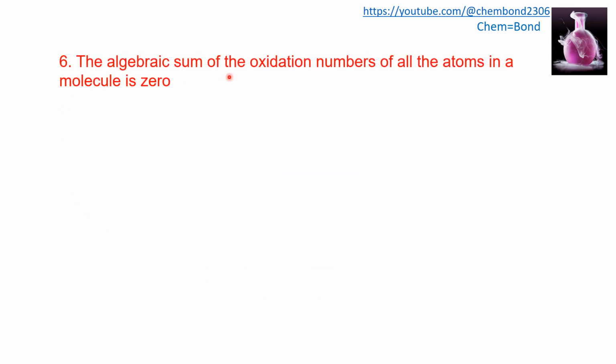The algebraic sum of the oxidation number of all atoms in a molecule is 0. We will take the example of potassium permanganate, potassium chromate and sulfuric acid. Now if there is no charge given over this compound, or this compound, and also over this compound, this means that the sum of all these charges will result 0.